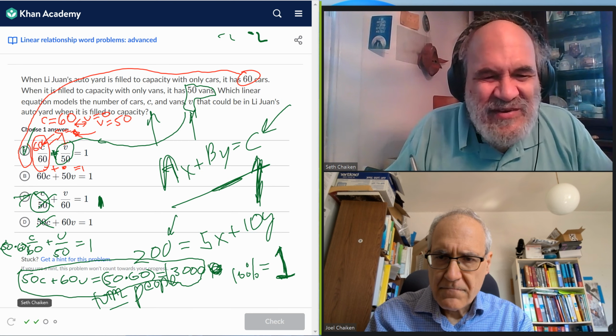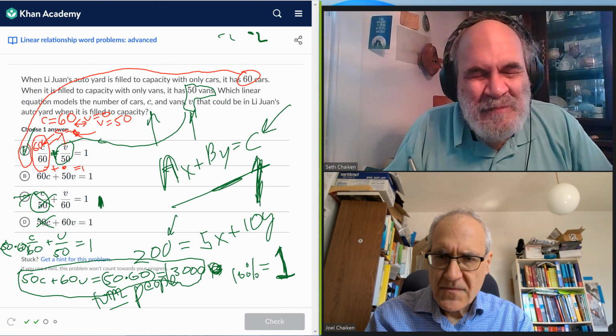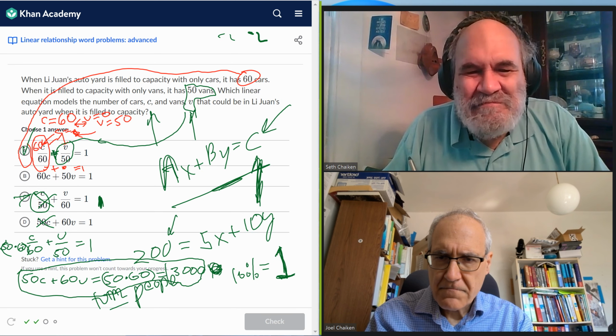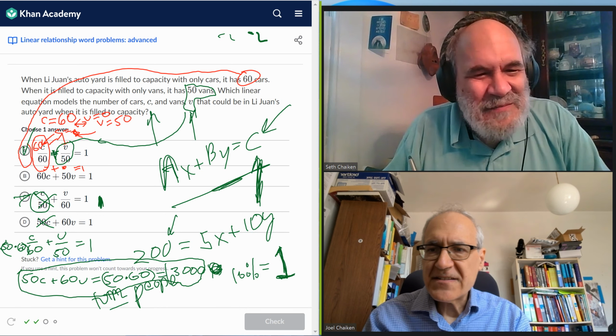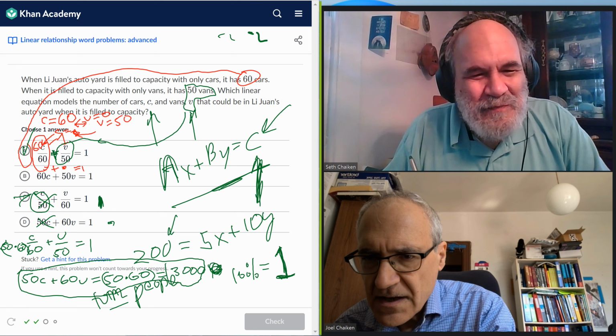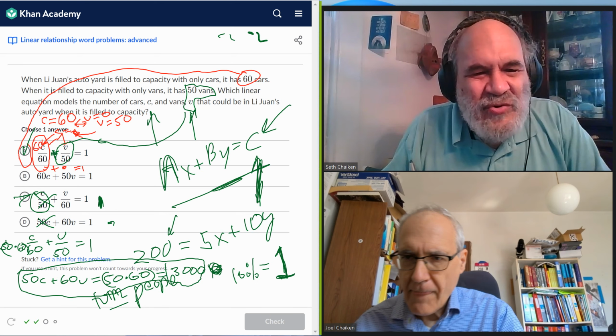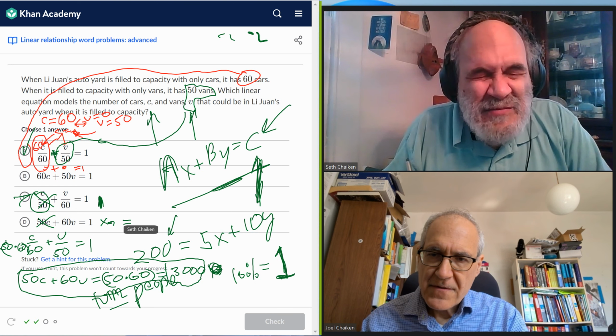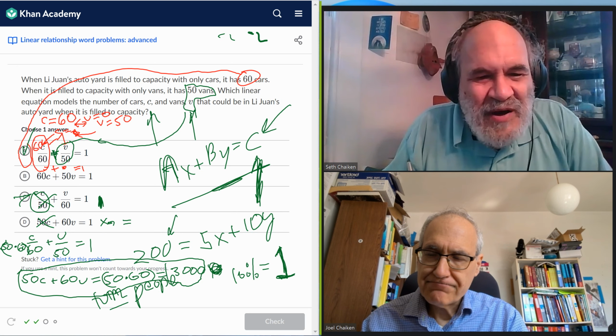So the trade-off equation is equivalent to this equation, where the coefficient of C, the number of cars, is 50, the number of vans. So this isn't nonsense. This answer is wrong. It's a distractor. It's wrong, but it would be right if they replaced the 1 by 3,000.